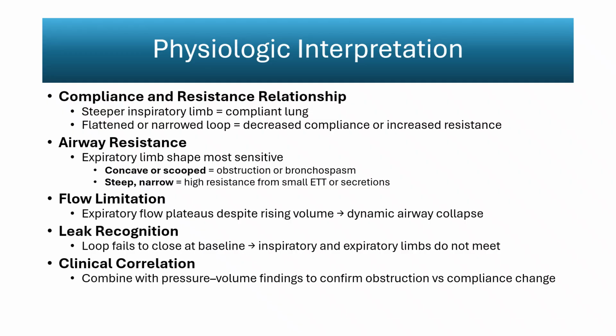Interpreting these features in context requires correlating the flow volume loop with the pressure volume loop. Resistance-related changes, such as obstruction or flow limitation, distort the expiratory limb of both loops, whereas compliance changes primarily alter the slope of the pressure volume loop. Reviewing both patterns together helps determine whether the abnormality arises from stiffness, airway narrowing, or a leak.